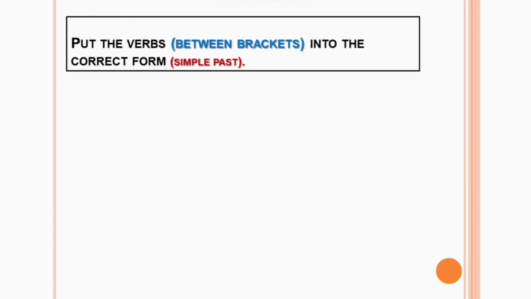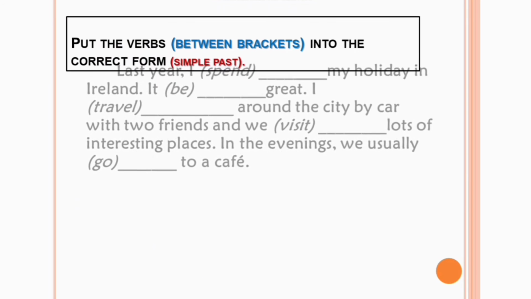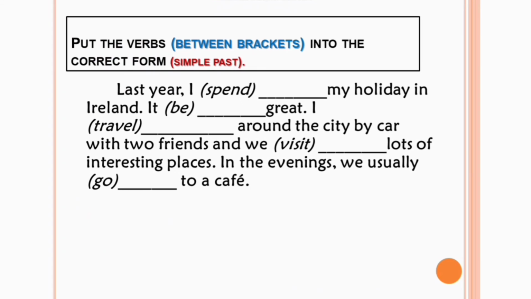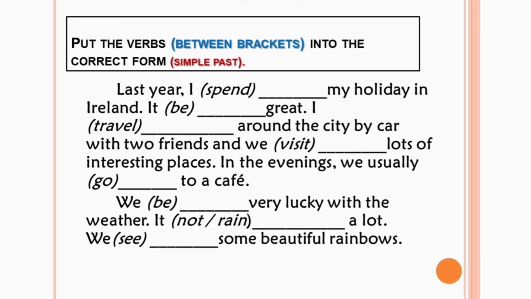Put the verbs between brackets into the correct form in the simple past. Last year, my holiday in Ireland, it's great. I around the city by car with 2 friends and we lots of interesting places. In the evenings, we usually to a cafe. We very lucky with the weather. It's a lot. We some beautiful rainbows.